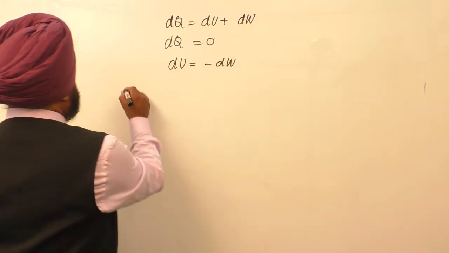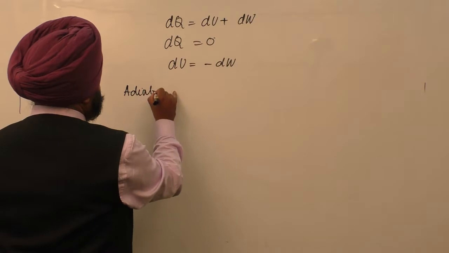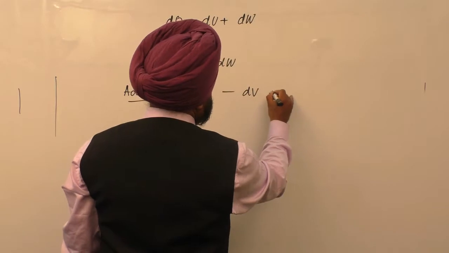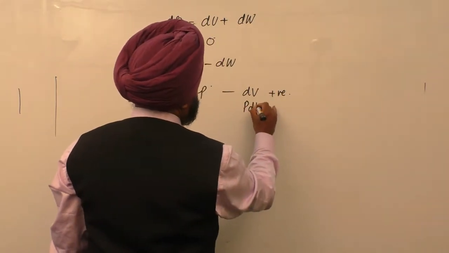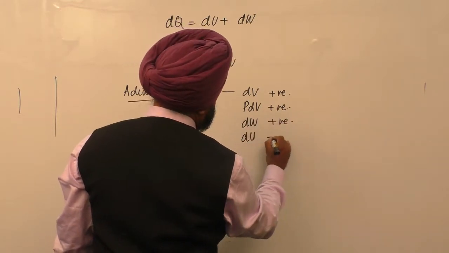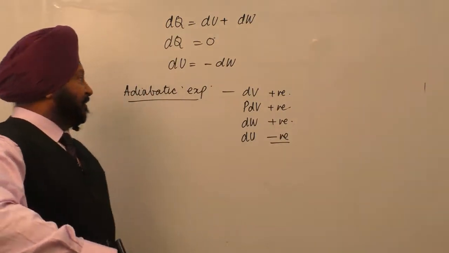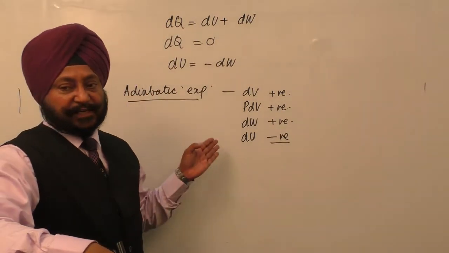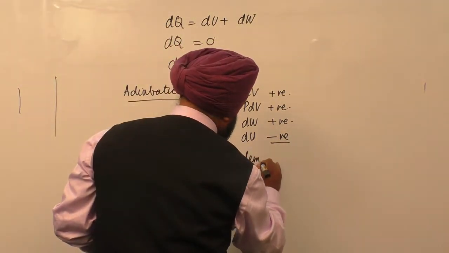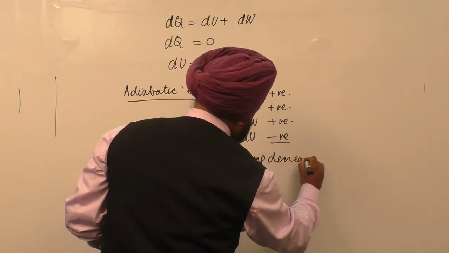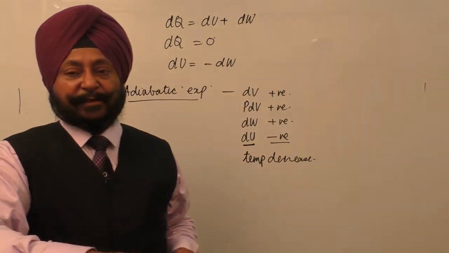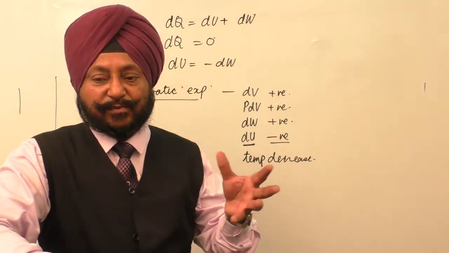Now, what happens during adiabatic expansion? When you have adiabatic expansion, dV is positive, pressure into dV is positive, dW is positive, therefore the value of dU will be negative. So whenever adiabatic expansion takes place, dU will be negative, and we've already studied that dU will be negative if temperature decreases. If temperature decreases, dU will be negative here. That means whenever adiabatic expansion takes place, the temperature of the system will decrease, the system will cool down.